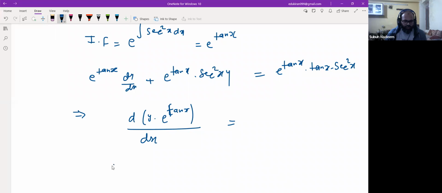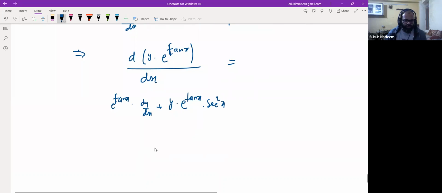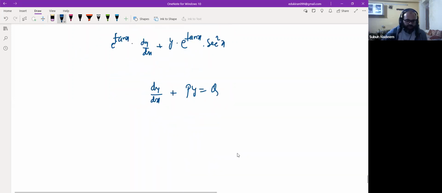This will be e to the power tan x into derivative of y plus y into derivative of e to the power tan x, which will be e to the power tan x into sec square x by chain rule. Isn't this what we are getting here? Yes. So it is the rule now that whenever you have something like dy by dx plus py is equal to q, it is a linear differential equation.